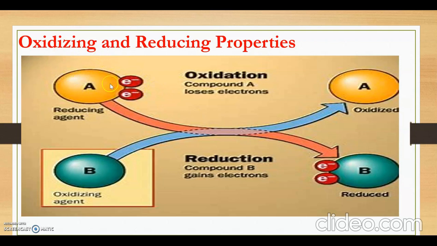Here this diagram shows the reducing agent. A loses or supplies electrons to B, and B gains electrons, so B gets reduced and A gets oxidized. This is called a reducing agent. Those elements which supply electrons are called reducing agents, and those elements which accept electrons are called oxidizing agents. This is the vice versa procedure.